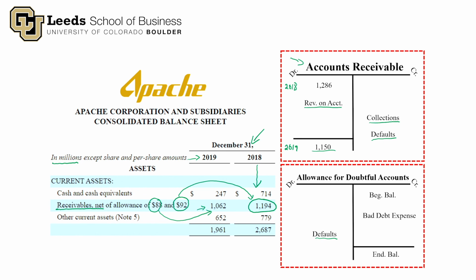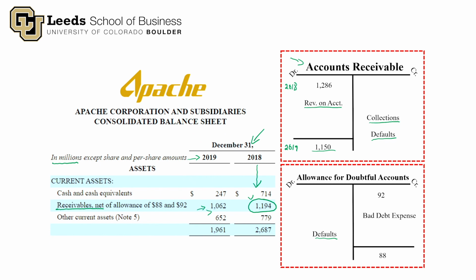Okay, great. Now let's fill out the allowance for doubtful accounts T account, and that is just simply contained within this line item here. Let me erase this so you can see it more clearly. So let's just look at this line. Receivables net of allowance of 88 and 92. So 92 was the prior year allowance, so I'll put 92 as the credit balance, and 88 is the current year allowance. And recall, the allowance for doubtful accounts holds a credit balance because it's a contra asset.